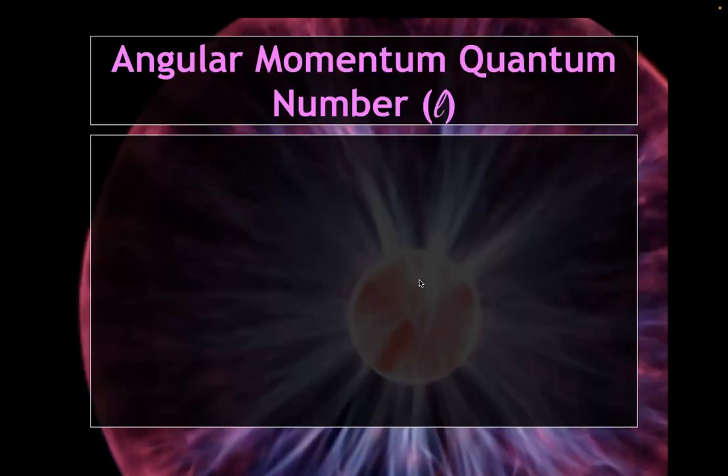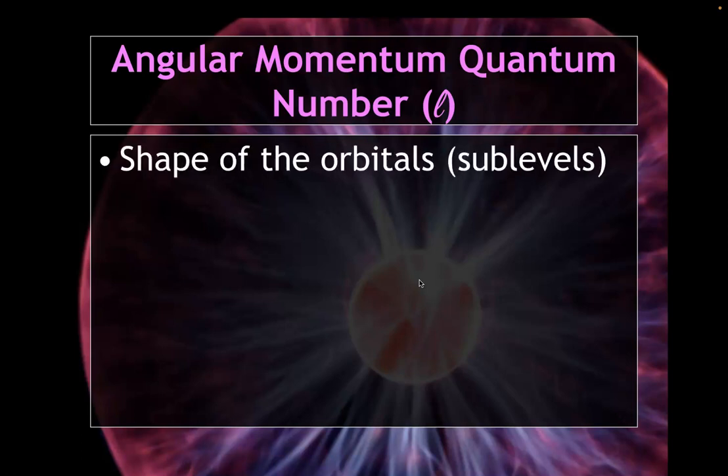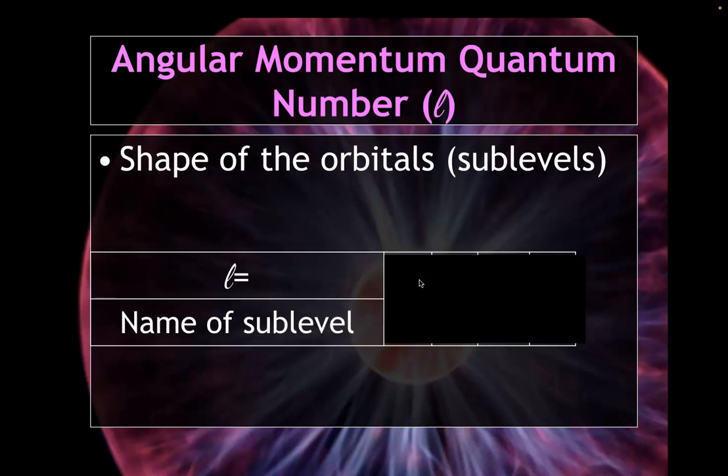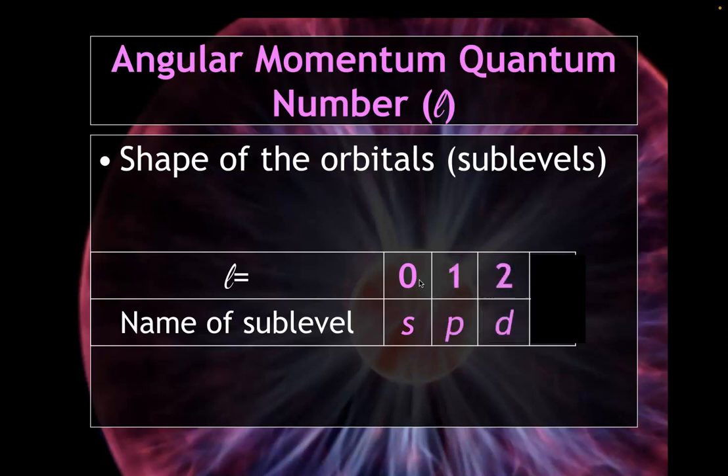Then we have our angular momentum quantum number, which is an l. And really it tells us the shape of the orbitals or the sublevels, but what we can think of it as is s, p, d, or f. So 0 will be an s orbital. 1 will represent a p orbital, 2 will represent a d orbital, and 3 would represent an f orbital.